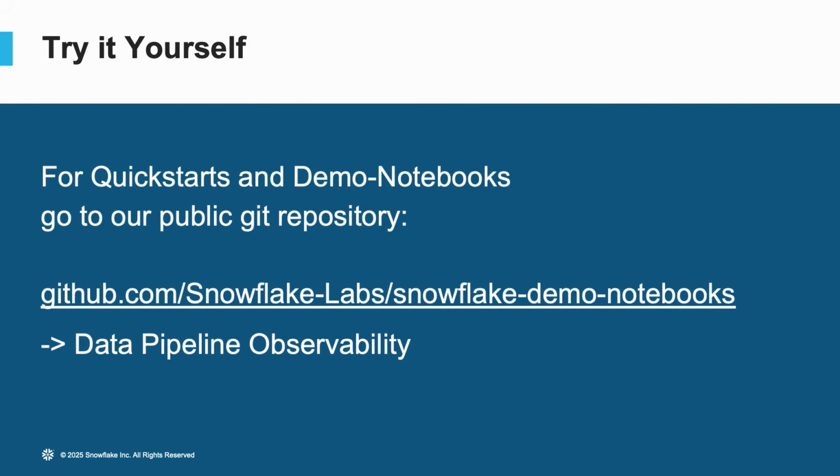So if you want to try this out yourself, we have prepared a quick start with demo notebooks that you can find in our public Git repository. You just go to github.com to Snowflake Labs and then search for data pipeline observability. You can run these notebooks directly in Snowflake and you can customize them and adjust them to get started today.